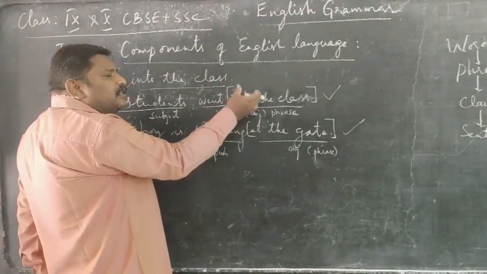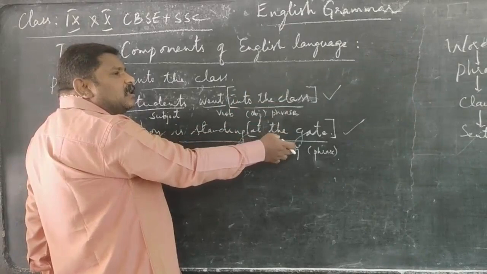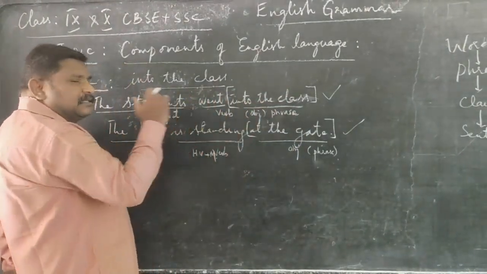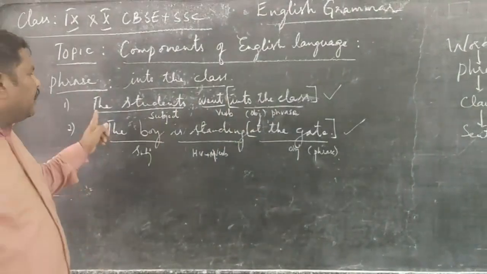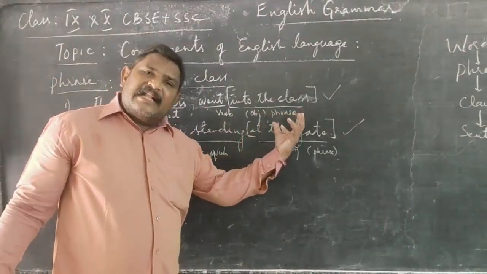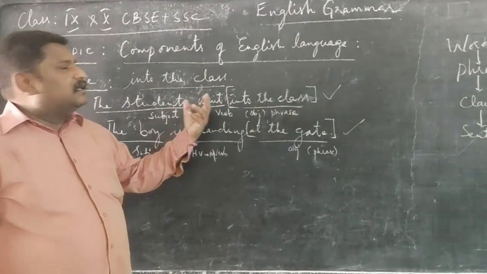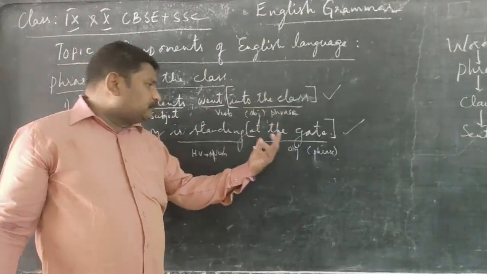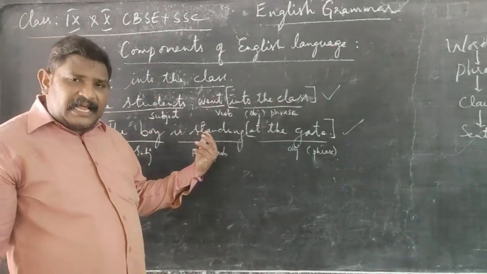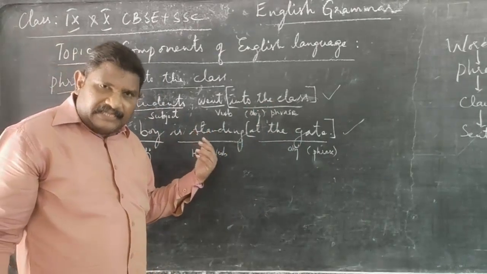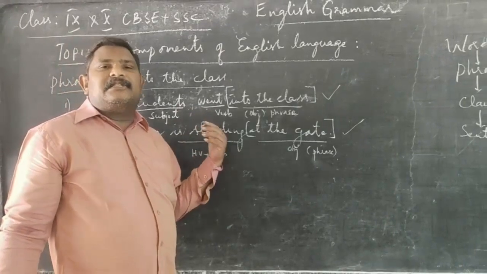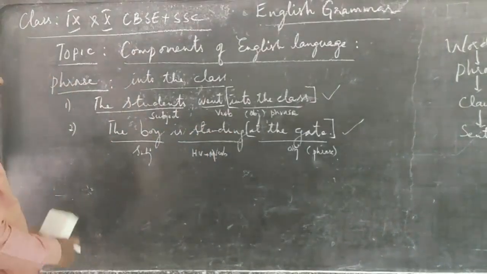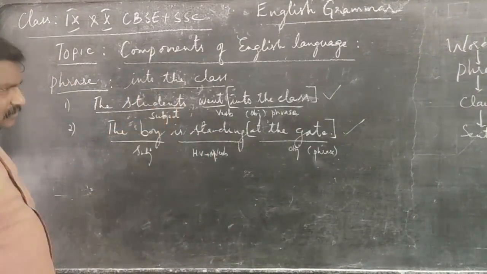But individually, the phrase doesn't carry any complete meaning. It adds some meaning to the sentence. The role of a phrase is that it adds some meaning to the sentence. The phrase carries some meaning, and if that meaning is adjoined to the main part of the sentence, then it is considered to be a complete sentence. So, the students went into the class.